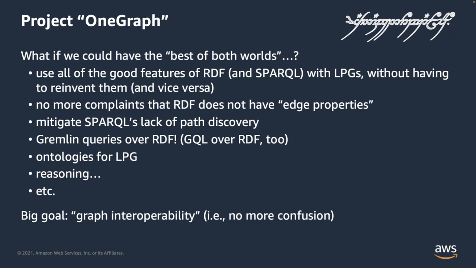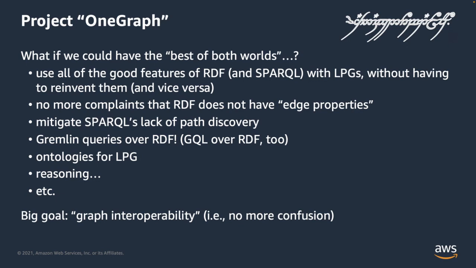Predictably, not quite, but we're getting closer. We could mitigate the lack of path discovery in SPARQL. We could wait 4 years for W3C to get their act together, or what I really want to do: I want to run Gremlin over RDF, and I suppose soon I could also run GQL over RDF.